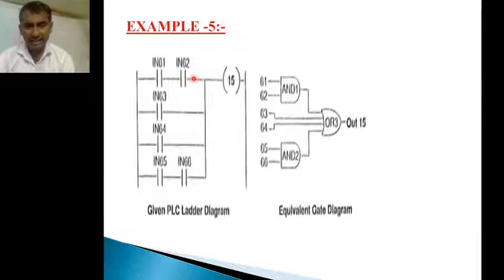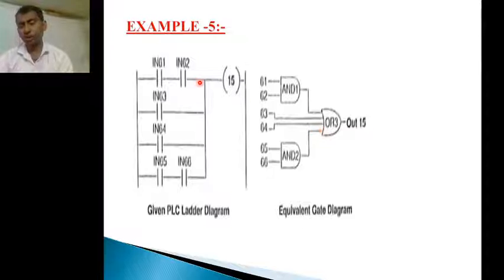So first, these all are in parallel, so first we can represent the OR gate. That OR gate has 4 inputs. Why? Because we have the 4 combinations: first combination, second combination, third combination, and fourth combination. So this OR gate consists of 4 inputs: input 1, input 2, input 3, and input 4.